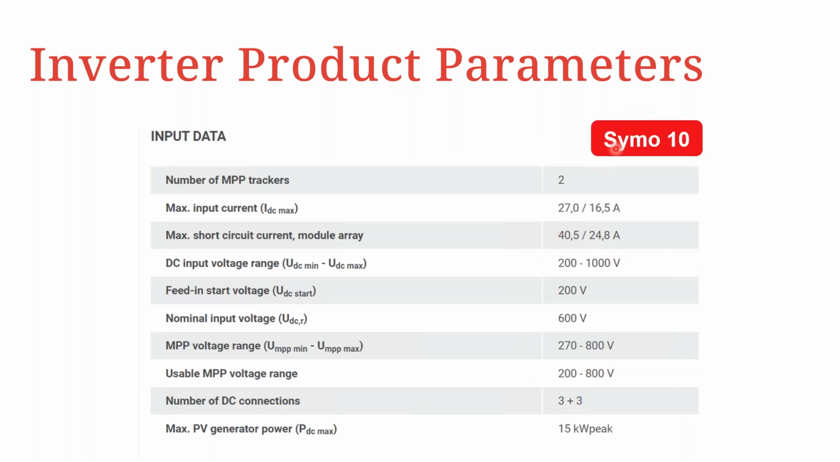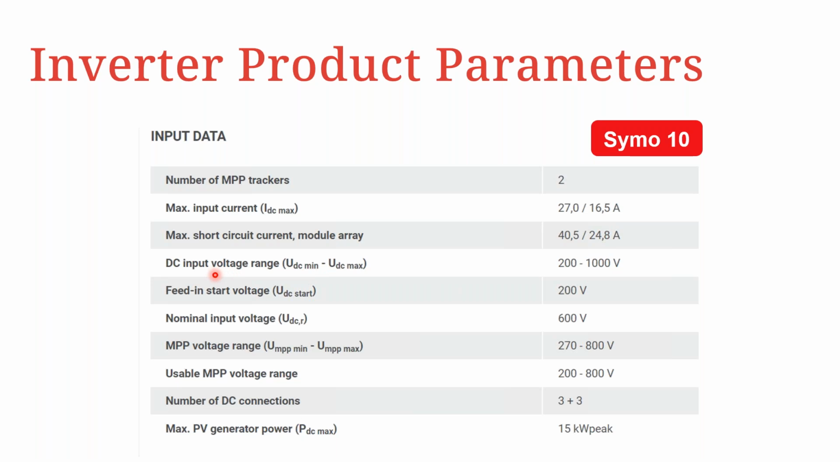Whereas, for example, on a Symo 10, which has 2 MPPTs, we'll have 2 different input current ratings. So we'll have a 27 or a 16.5 amp. This allows us to have 2 different inputs having 2 different currents. So we'll have a 40.5 amp and 24.8 amp.